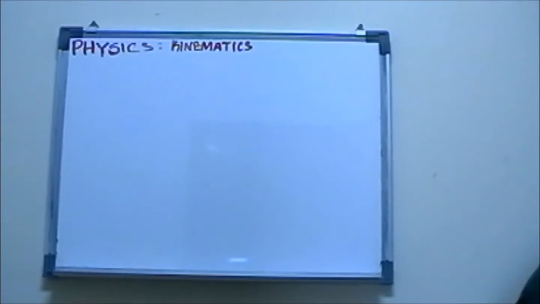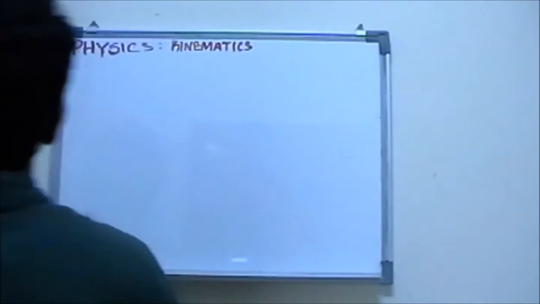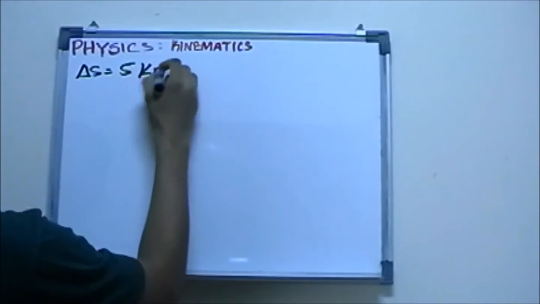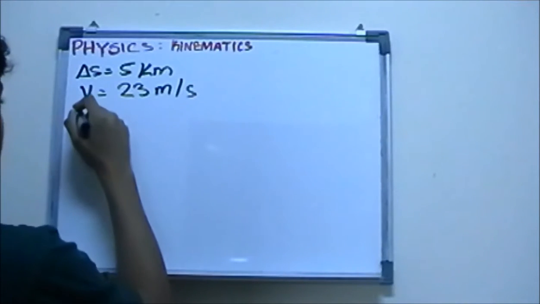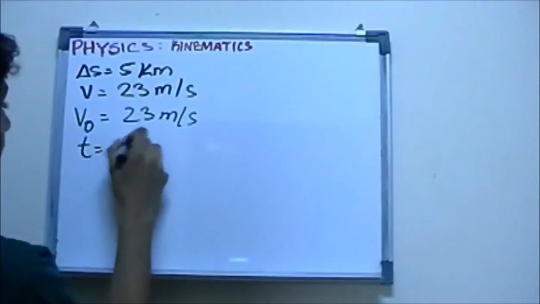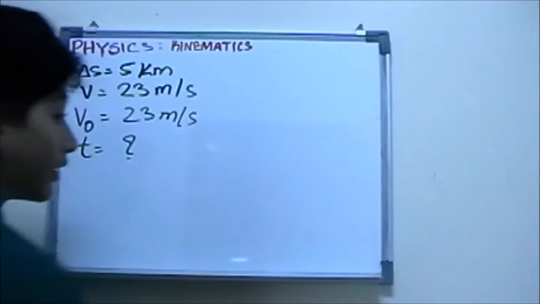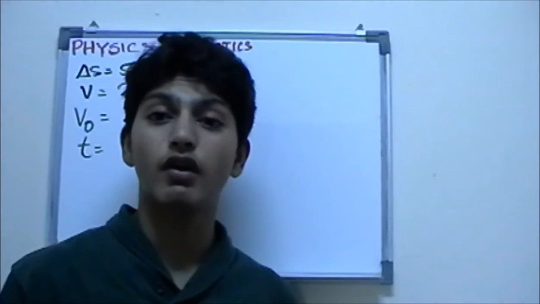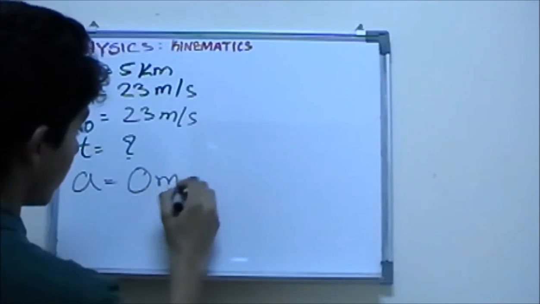The problem says a car travels at a constant velocity of 23 meters per second. How long will it take to cover 5 kilometers? We always write what's given. The distance is given as 5 kilometers. The velocity is 23 meters per second. Because it's constant, the initial velocity is the same as well. Time we really don't know. The acceleration is 0 because when the velocity is constant, you're not increasing or decreasing, so the acceleration in this problem is 0 meters per second squared.